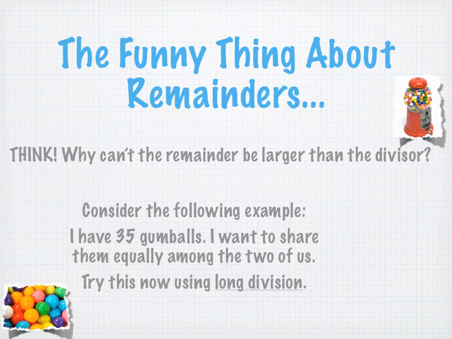Well, let's consider the following example. I have 35 gumballs, and I like you. I want to share them with you. So if I have 35 gumballs and there's only 2 of us, well, that looks like this. 35 divided by 2. Remember, the number inside is the number that we want to break up into chunks. So 35 divided by 2 looks like this example here on the right.